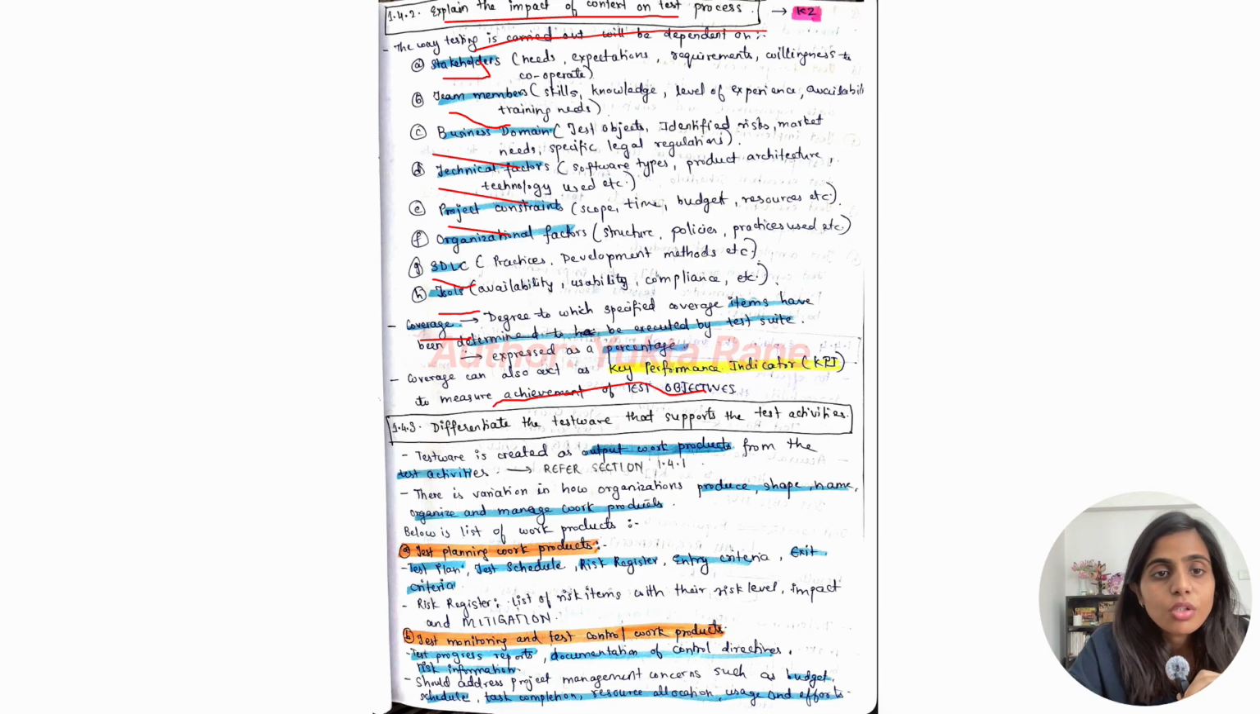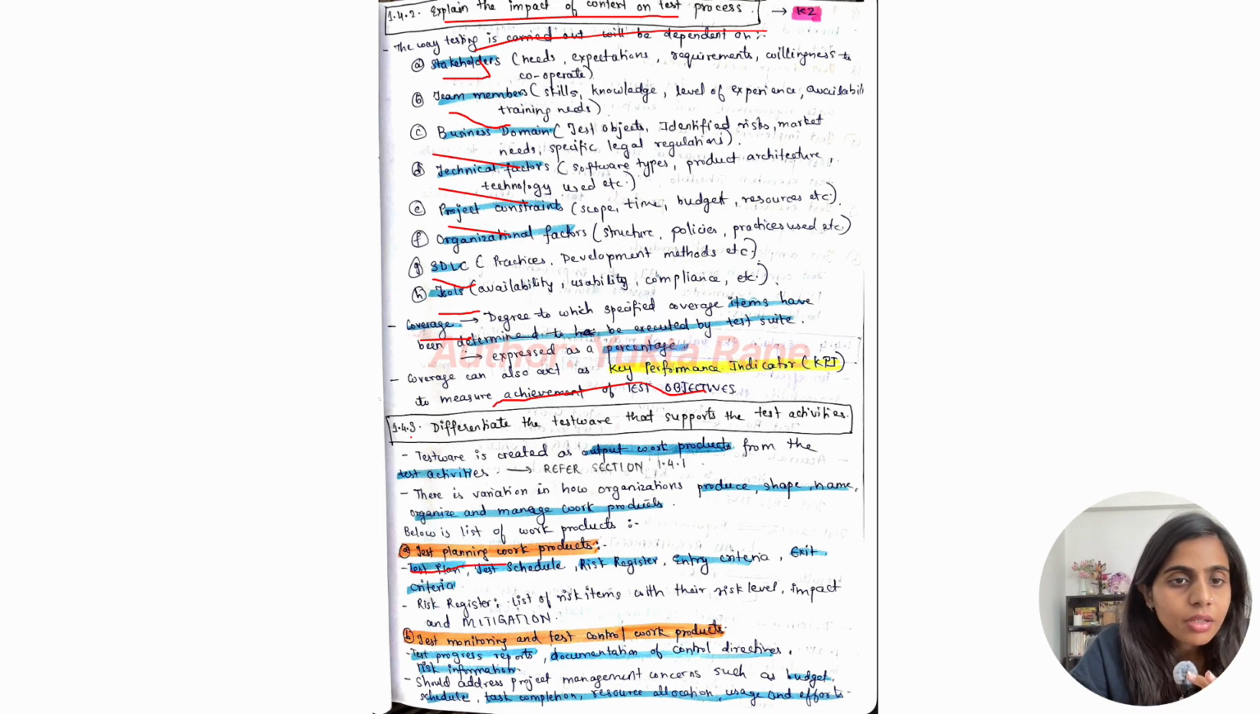Now comes the next module 1.4.3, differentiate the testware that supports test activities. Testware is created as an output work product from the test activity. Every test activity will have an expected output. That is nothing but testware. Testware will be different for different test activities. Let us see them one by one.